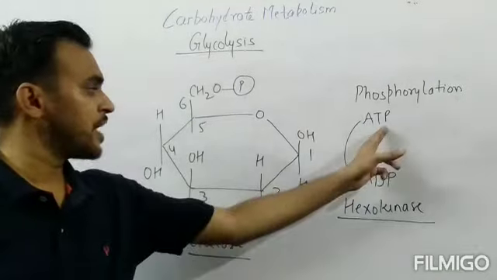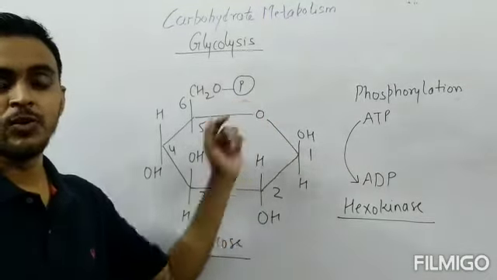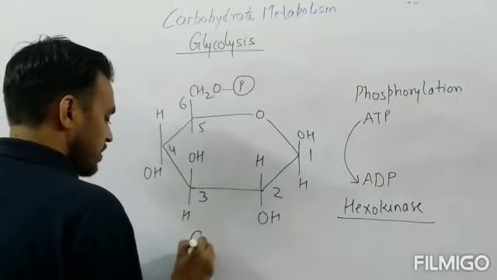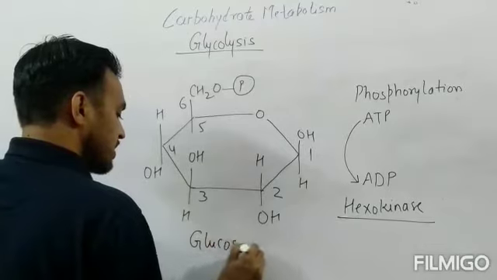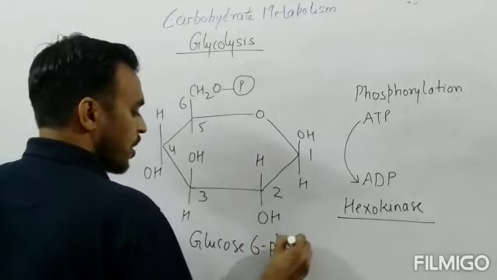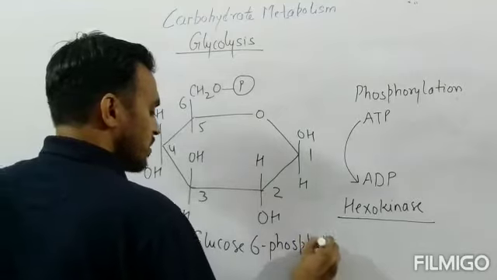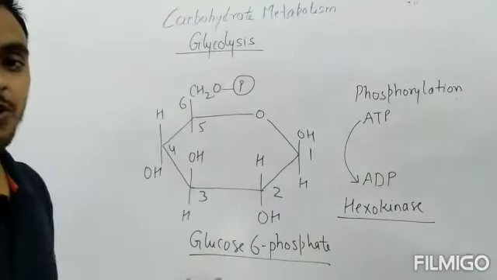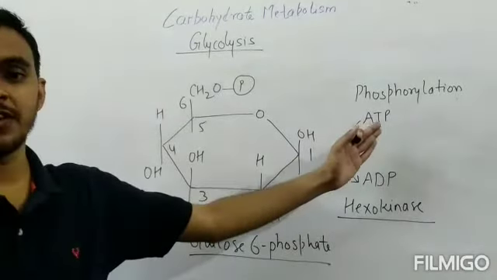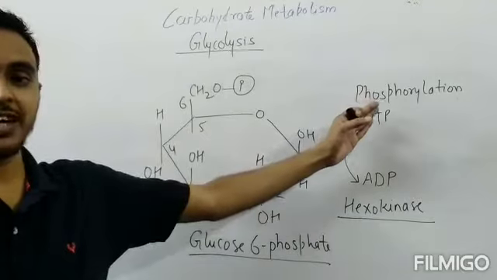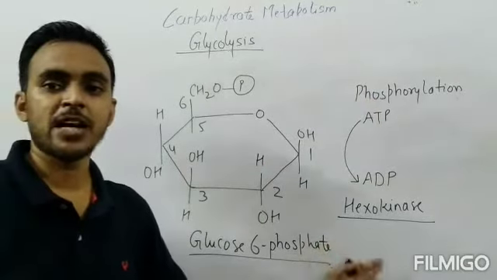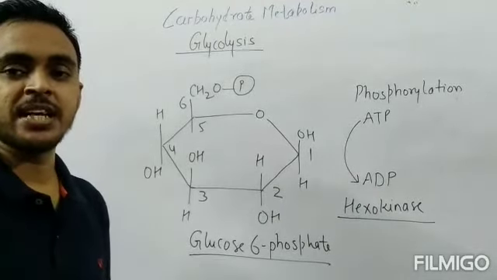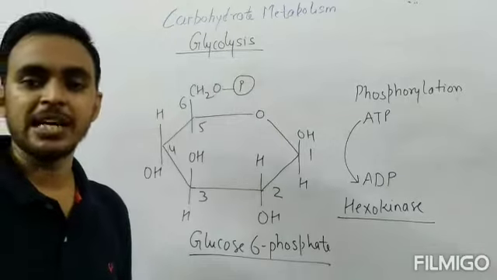Here the phosphate from the ATP goes to the glucose molecule and the molecule is called glucose 6-phosphate. So in the first step, glucose is converted into glucose 6-phosphate. There is a consumption of 1 ATP molecule. This reaction is a phosphorylation and the enzyme is called hexokinase. Now there is a second reaction which is a type of isomerization.